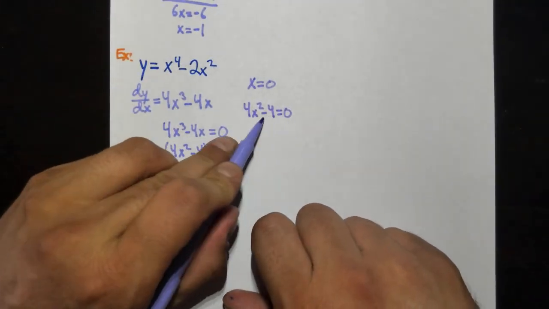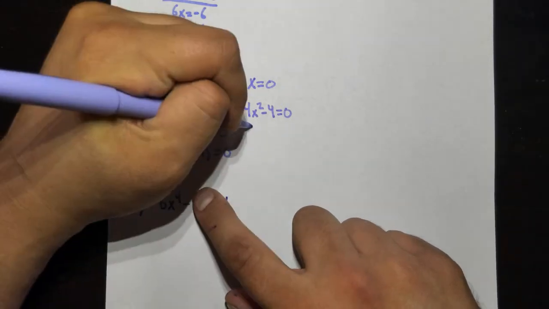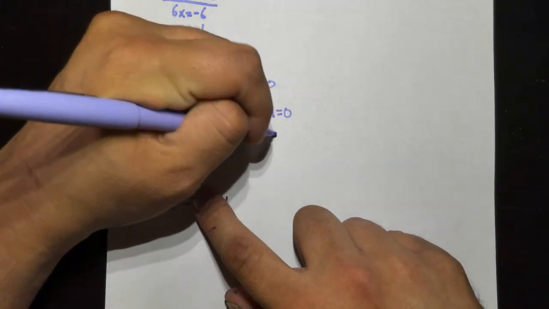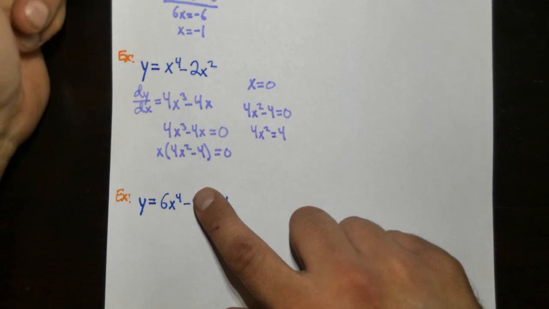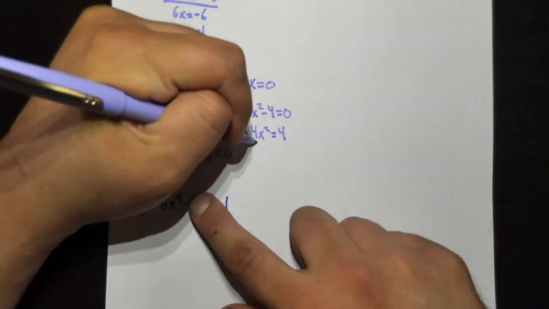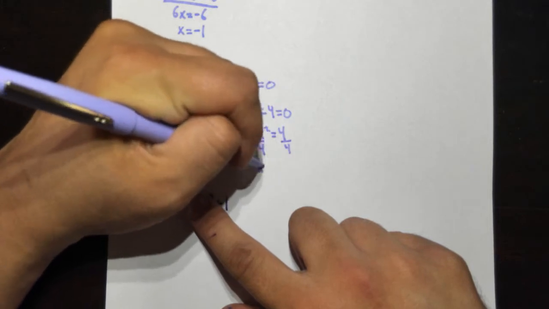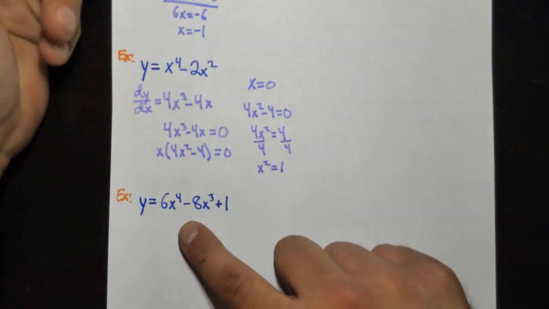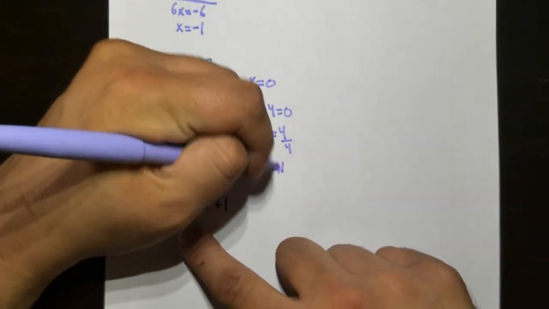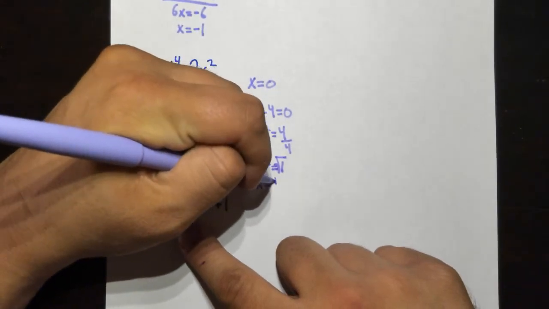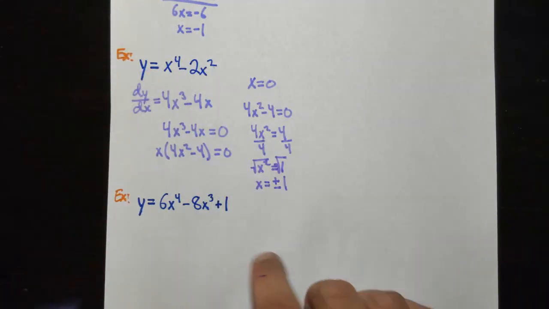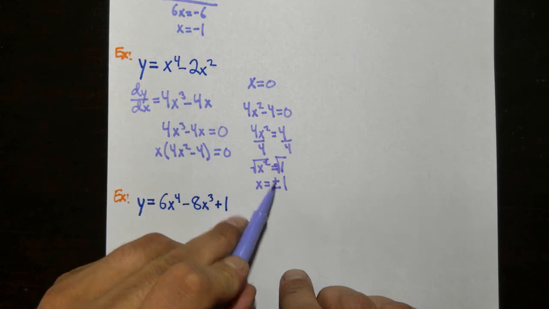We can add 4 to both sides, right? So we're going to get 4x squared equals 4. And then divide both sides by 4. You can see we're going to get x squared equals 1. Taking the square root, we get x equals positive and negative 1. Remember the positive and negative. That's going to be important here.